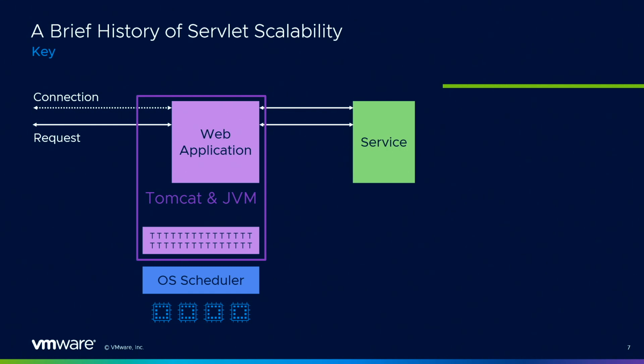We're going to be interested both in connections, so that's network connections that have been established to Tomcat that aren't actually doing anything, and requests. And a request is essentially a connection where there is an active request and response that are being processed.